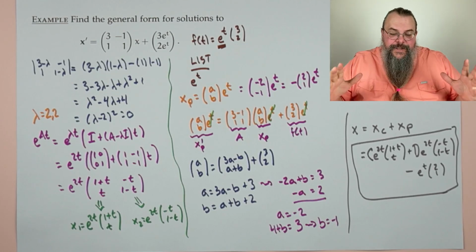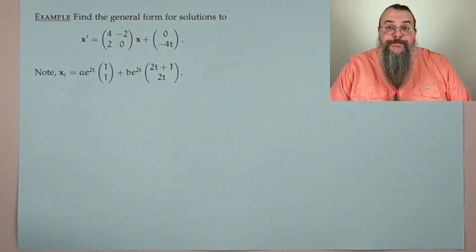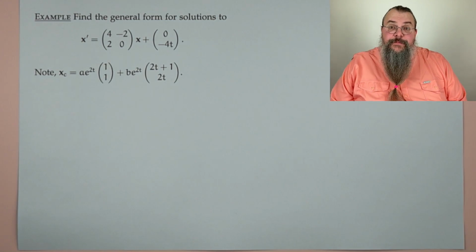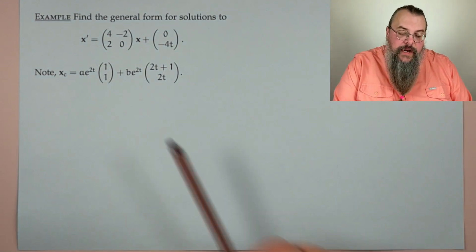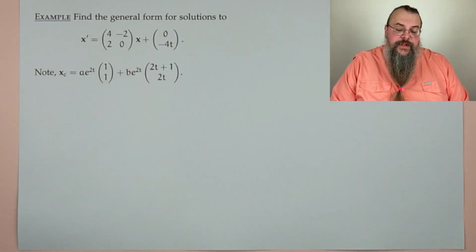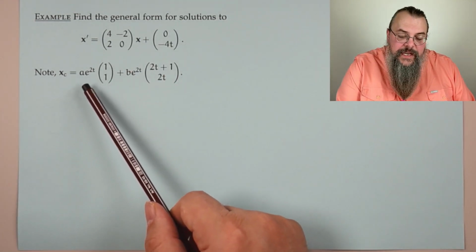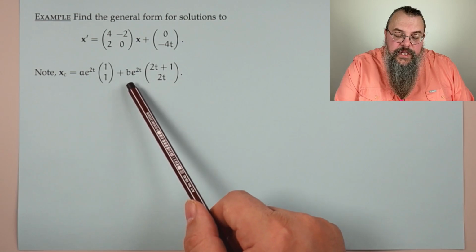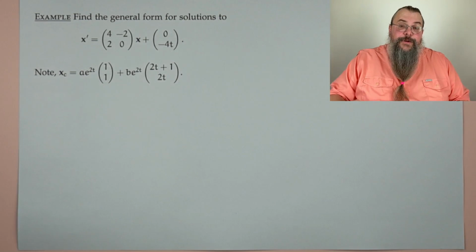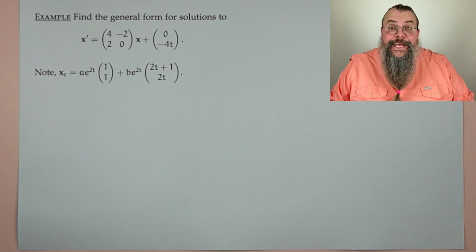All right, good. Maybe one more? So let's do one more. Find the general form for solutions to x prime equals the matrix 4, minus 2, 2, 0, x plus this extra piece 0, minus 4t. And we're told the complementary solution, a e to the 2t 1, 1 plus b e to the 2t, 2t plus 1, 2t. In other words, all the work we did finding the complementary solution, we don't have to do. They gave it to us.